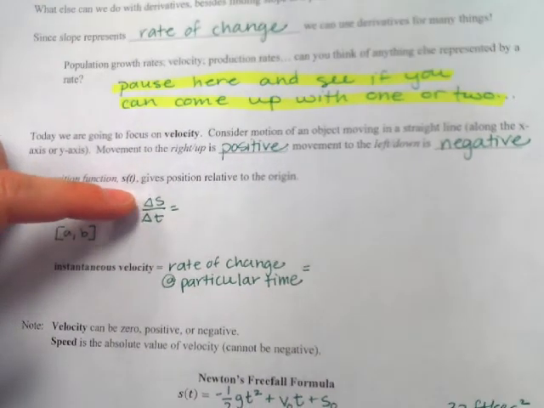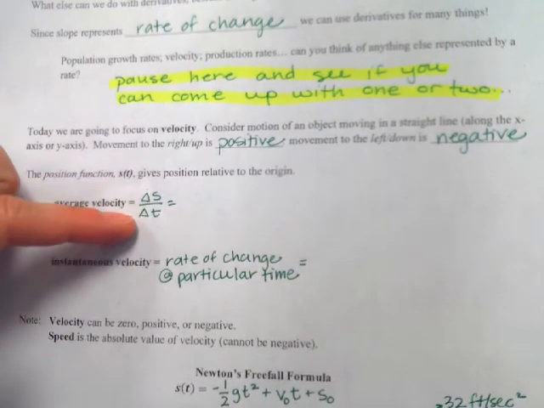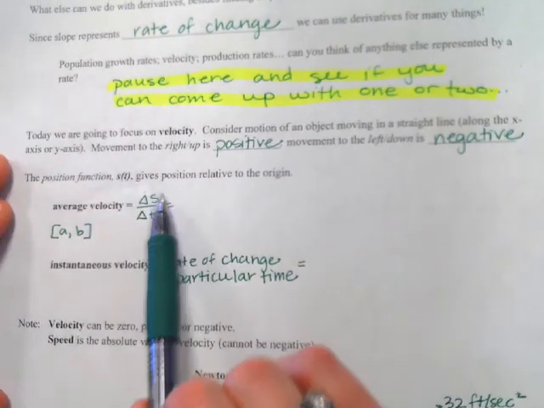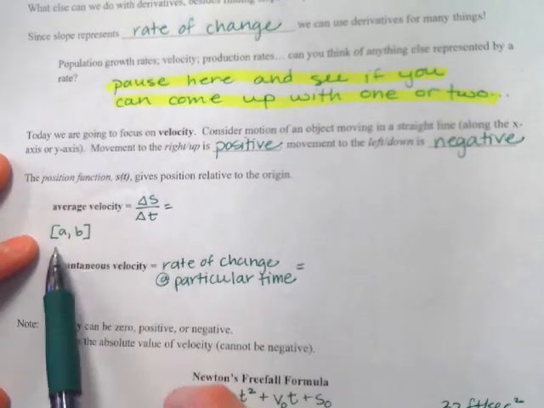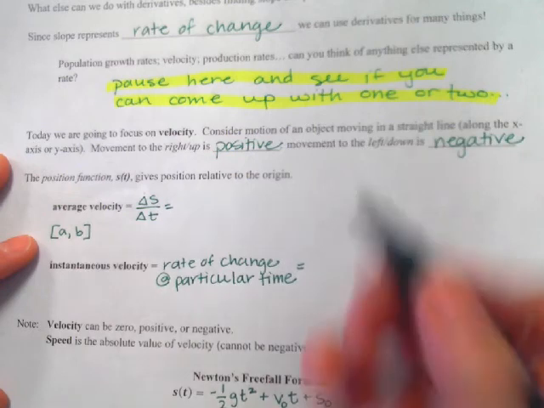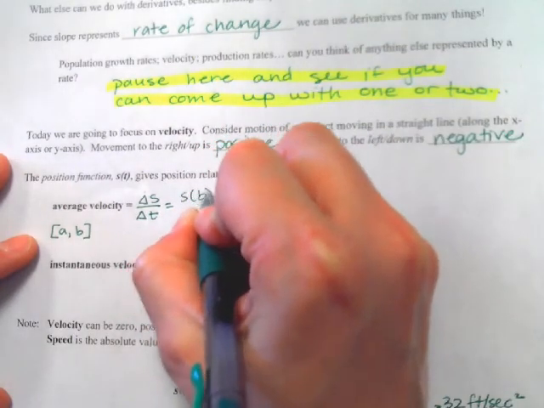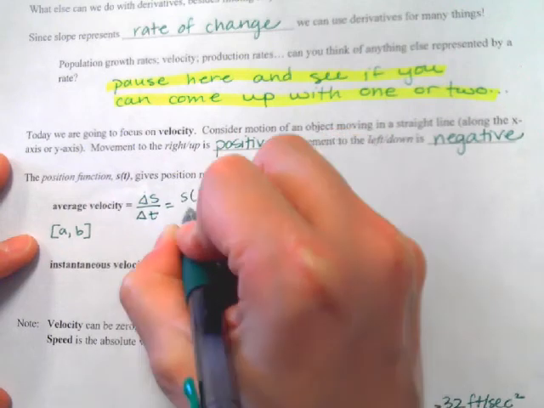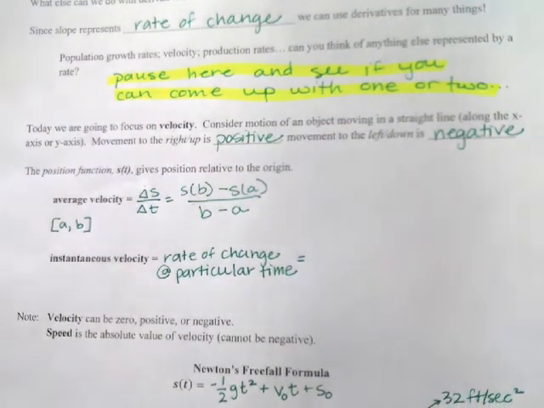Average velocity over an interval is going to be change in position, because remember S represents the position function, over change in time. It's kind of like your change in Y over change in X, except position and time are our variables now. So if we're going over the interval A to B, your average velocity is basically just the slope between those points. So the position at B minus the position at A, all over B minus A. And A and B will be time in seconds usually.